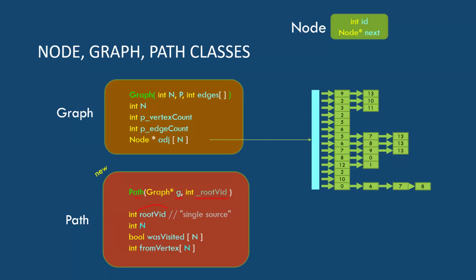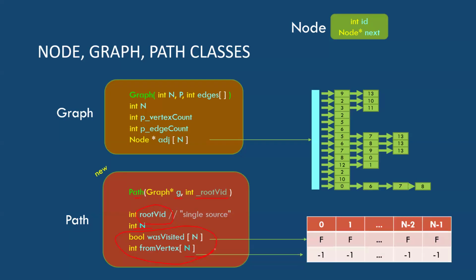We will store that single source root and how many things we had, and we will allocate a size n array for wasVisited and fromVertex. So that's what our constructor is going to do. Then it's just going to call our depth first search function, and it's going to fill out all of the stuff for us. That's what our path class is going to do for us.